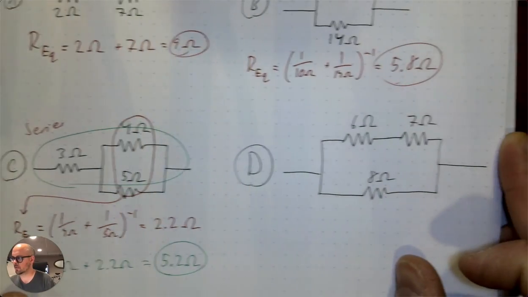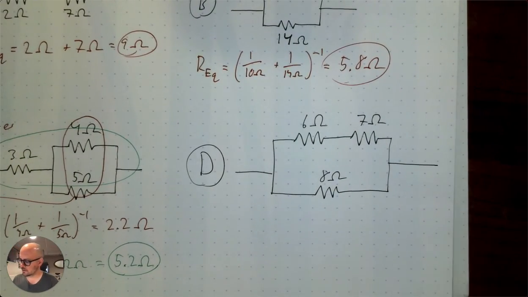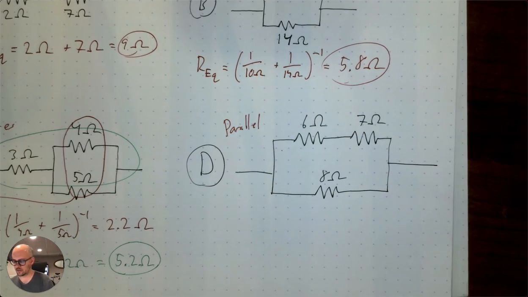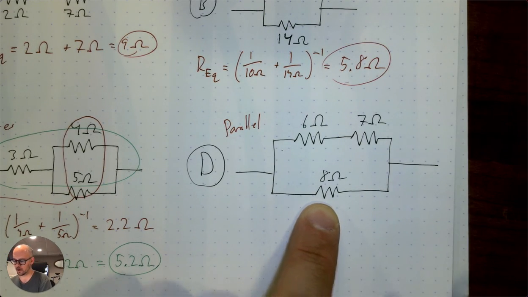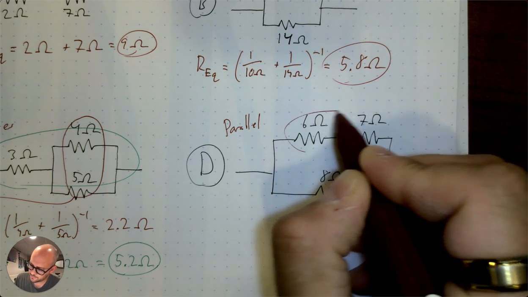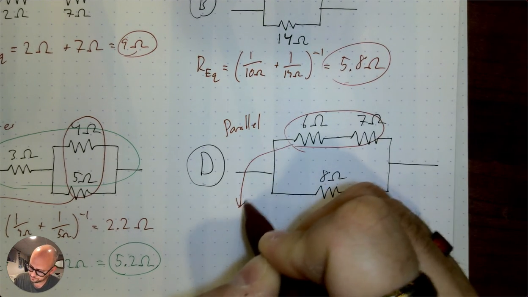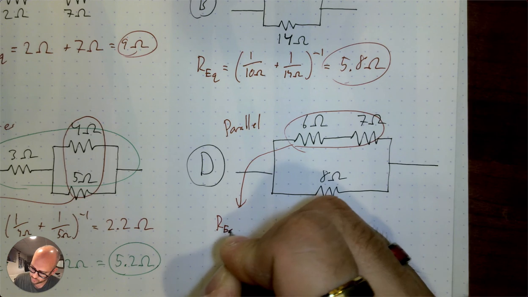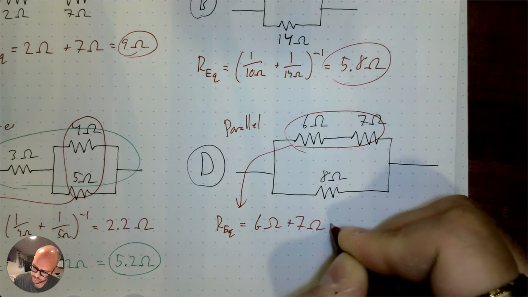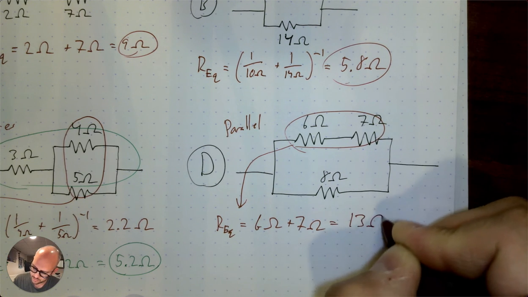Cool. For the one on the right, part D, this is fundamentally a parallel circuit because the big part of it is parallel. The 8 ohm resistor is in parallel with this branch right here. So I solve it in the reverse order. I find the series part. The first equivalent resistance is going to be 6 ohms plus 7 ohms, and I get 13 ohms.